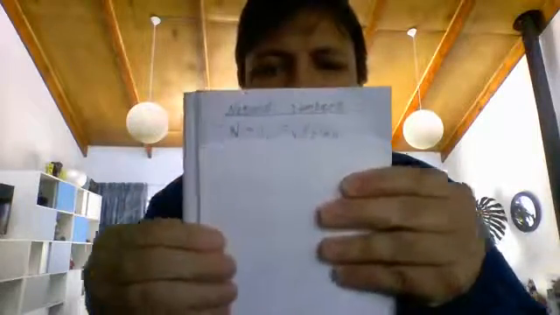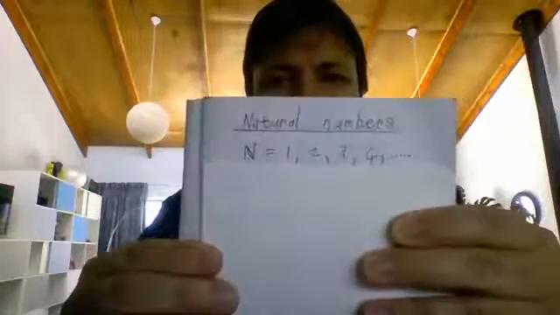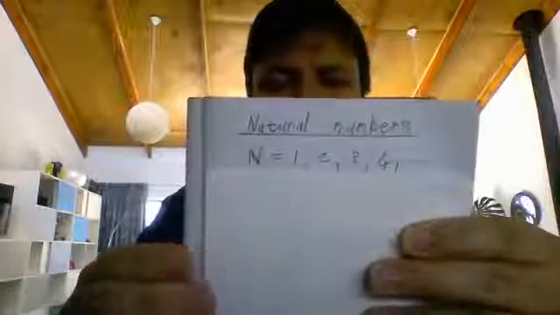The first one, natural numbers. Those are numbers like 1, 2, 3, 4, 5, 6, 7. So it's ordinary numbers, but without a zero. So it's just 1, 2, 3, 4, 5, 6, 7, 8. The symbol for it is an N, and goes on until infinity.